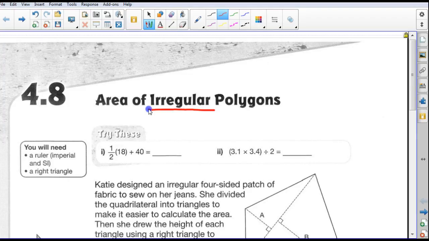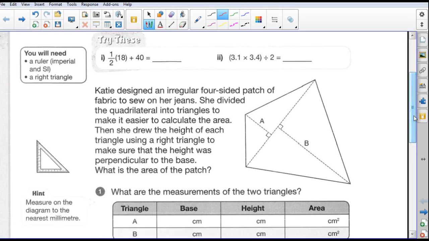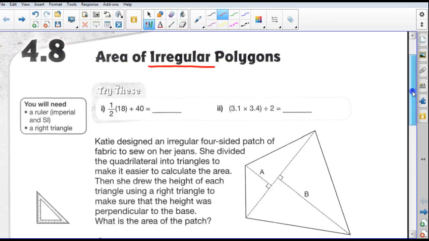Okay, for example, we have a shape down here. We have 1, 2, 3, 4 sides. Just like that square, it had 4 sides, but you'll notice that the lengths are all different. So how would we find the area of this one? Well, before we do that, let's try these, okay?